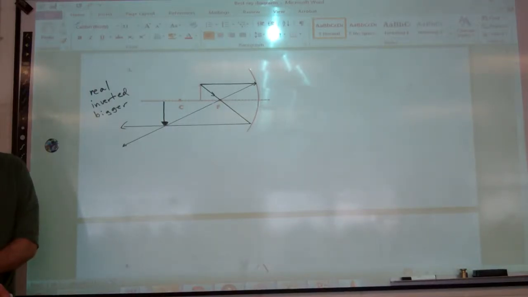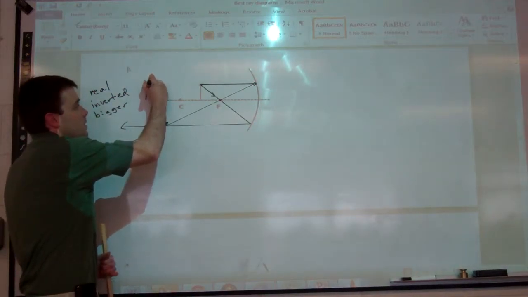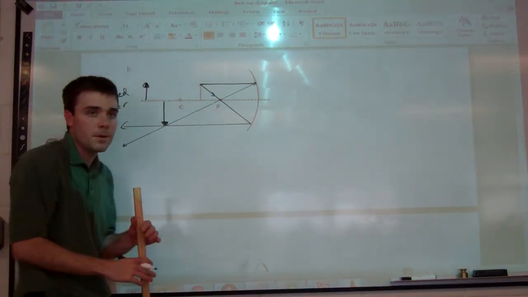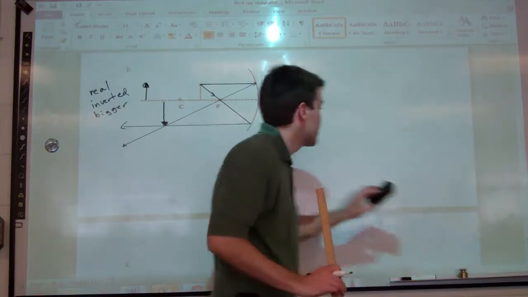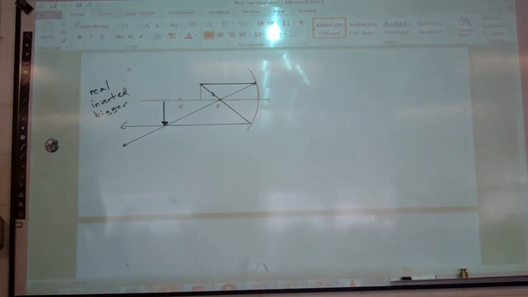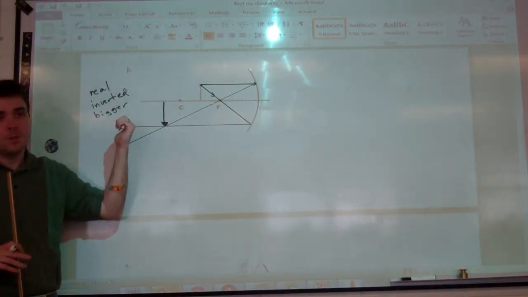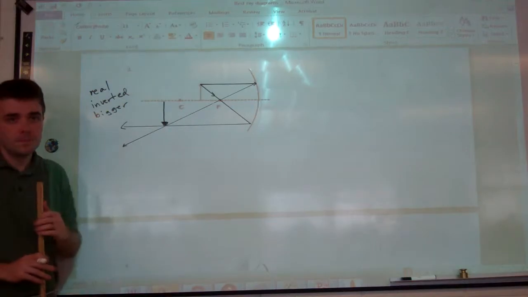Then what about inverted? Actually, number 6. Inverted means if it was right side up, your arrow would be upright, the same direction. Okay. And then size, you're just comparing. So anytime it's between these two, these things are going to be true: real, inverted, and bigger.